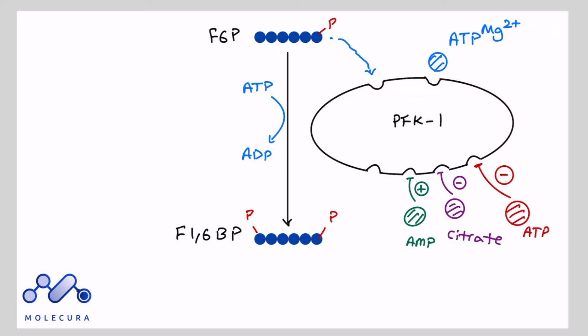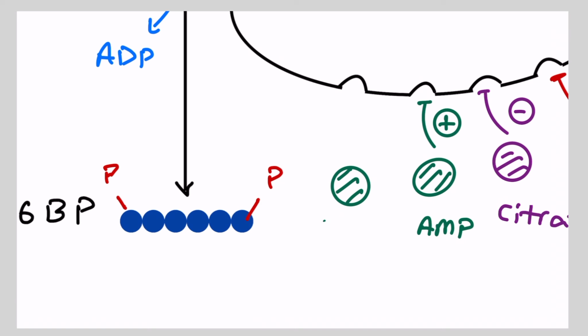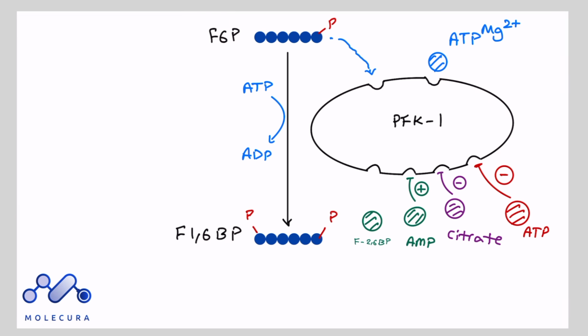It's activation by fructose 2,6-bisphosphate. So we have something here that we call fructose 2,6-bisphosphate. And fructose 2,6-bisphosphate is also going to be activating our PFK1. Now, how does this happen? This is going to be an important topic to discuss.